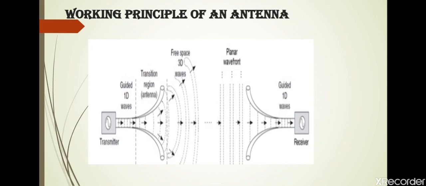Working principle of antenna. The figure explains transmitter and receiver antenna. The transmitter radiates this signal through the space to the receiver. The working principle of antenna is that it converts electrical current, that means carried along by the metallic conductors, into electromagnetic radiation or vice versa. That means it converts electromagnetic waves into electrical signal.